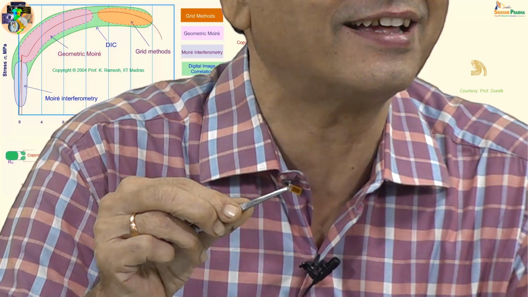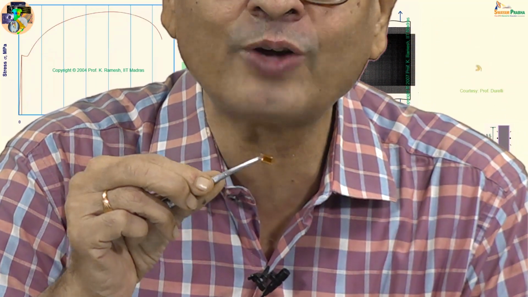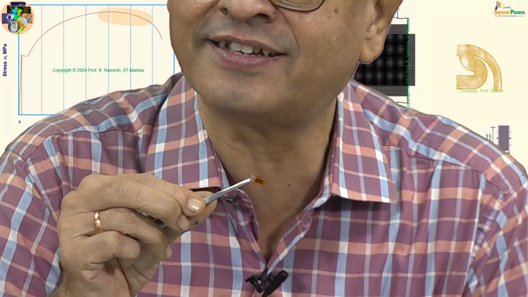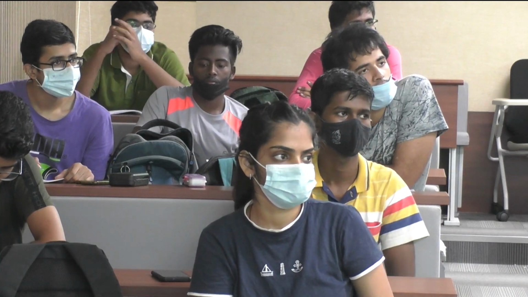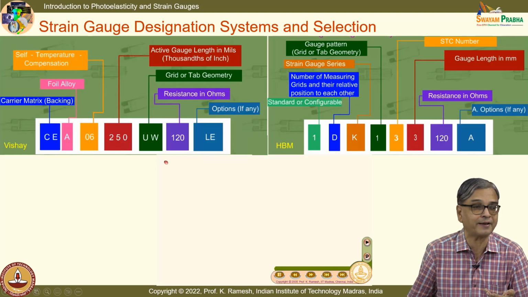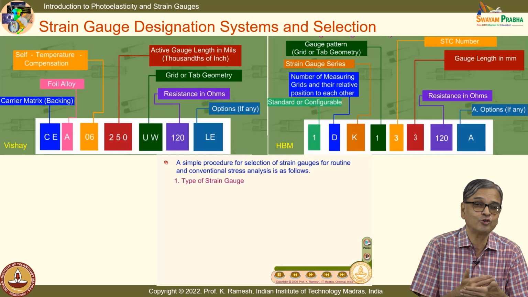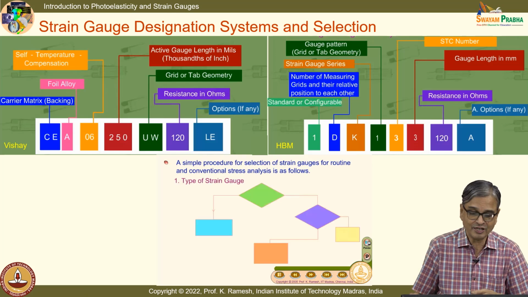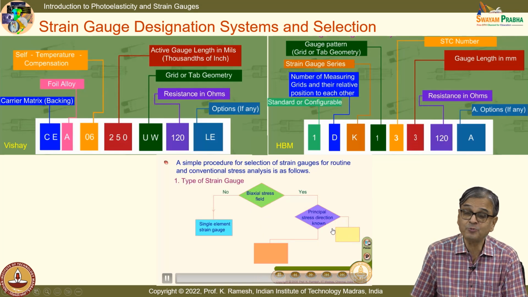Is the idea clear? Even though it is made of metal, it's a very thin film to have very high resistance. So I should handle it very carefully. It is very expensive. Then there is also, from a measurement perspective, what all that you require. Whether I need a single element strain gauge, whether I need a rosette of 2 or 3, all that you have to look at, whether I am working in a biaxial stress field, whether the principal stress directions are known.